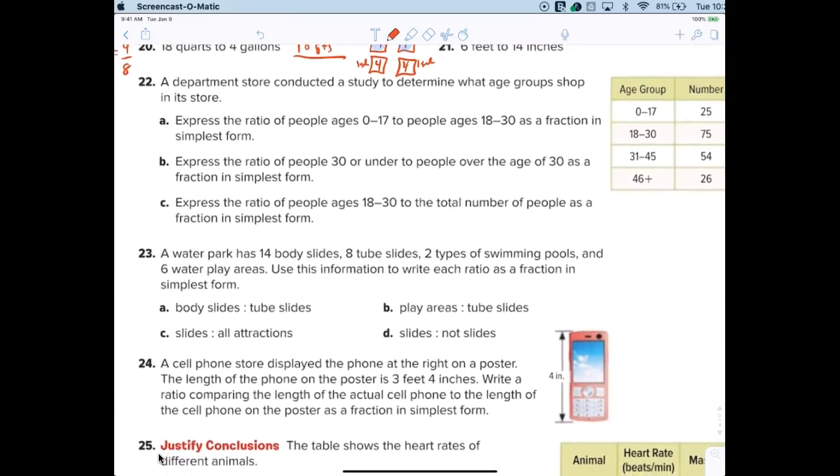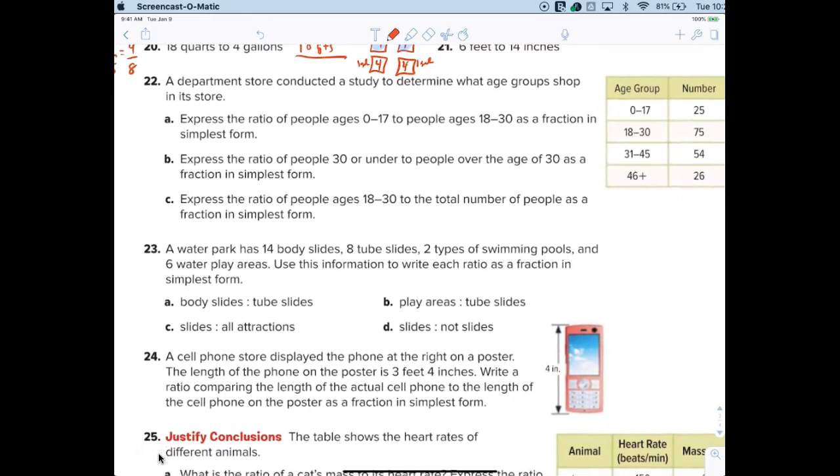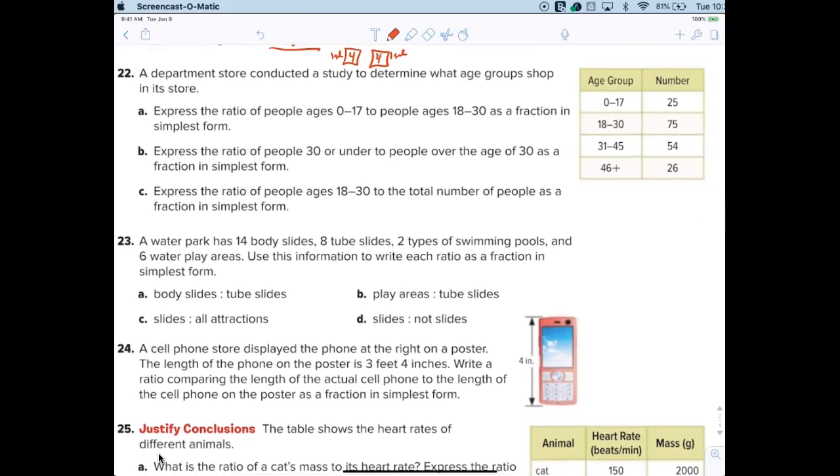All right. Now we got some word problems here. Miss Sienna, read 22. Department stores conducted a study to determine what age groups shop. Express the ratio of people ages 0 through 17 to people ages 18 to 30 as a fraction. So what is 0 to 17? And what is 18 to 30? So can you reduce that?